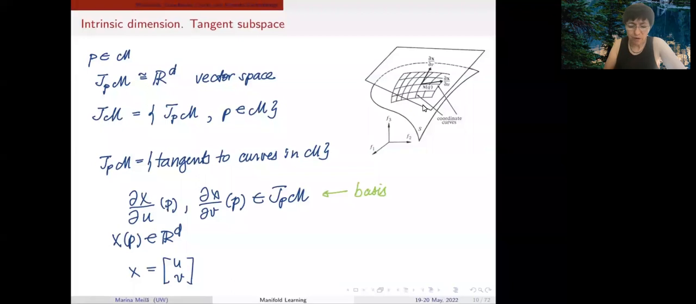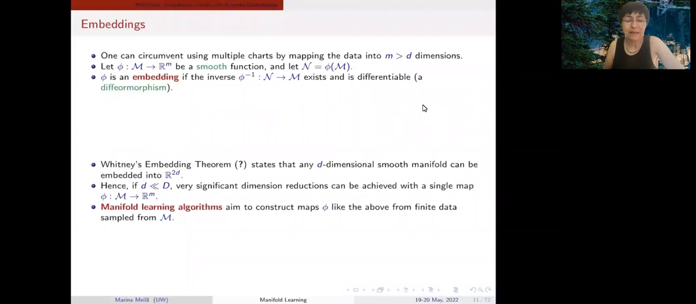Okay, and so we are almost finished with the definitions. The third definition is embedding. What's an embedding? As I said, most manifolds, and examples are coming on the next page, need more than one chart. If they needed only one chart, they would be equal to R^D, and so it would be less. We wouldn't be doing such interesting things. And this is used in manifold learning.